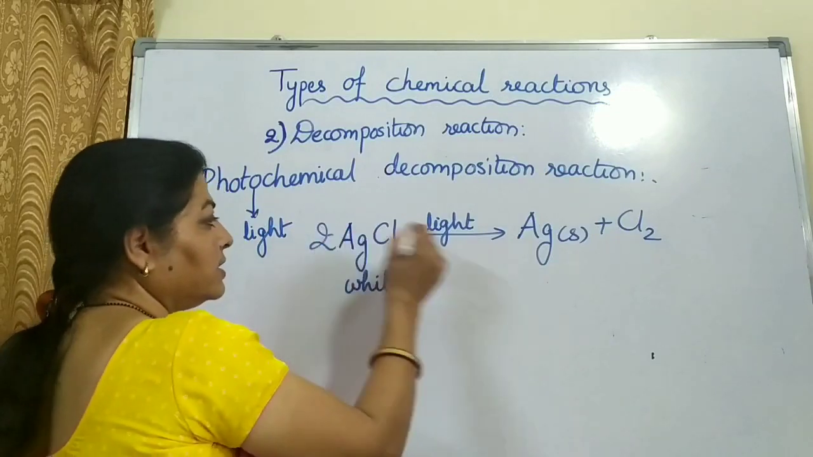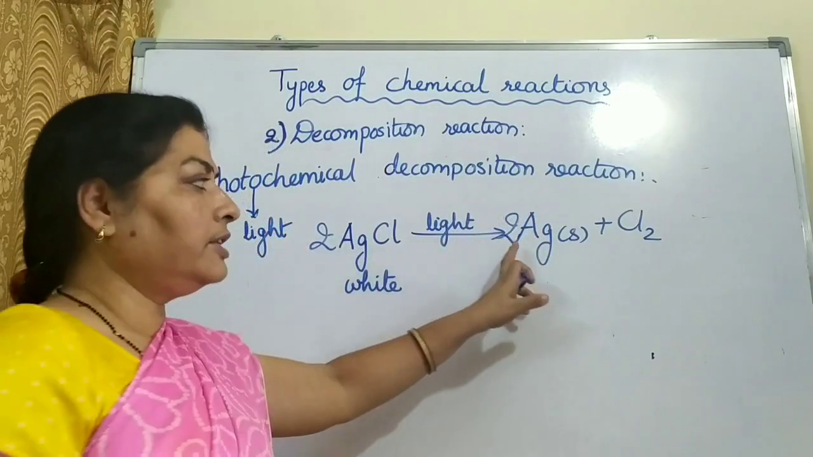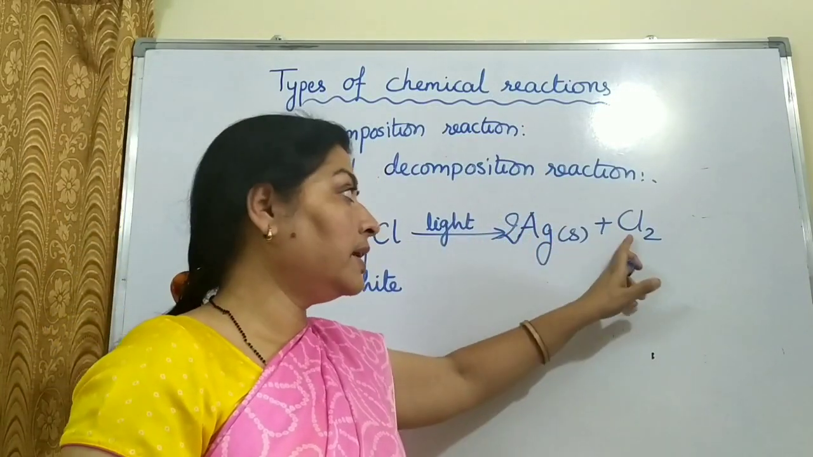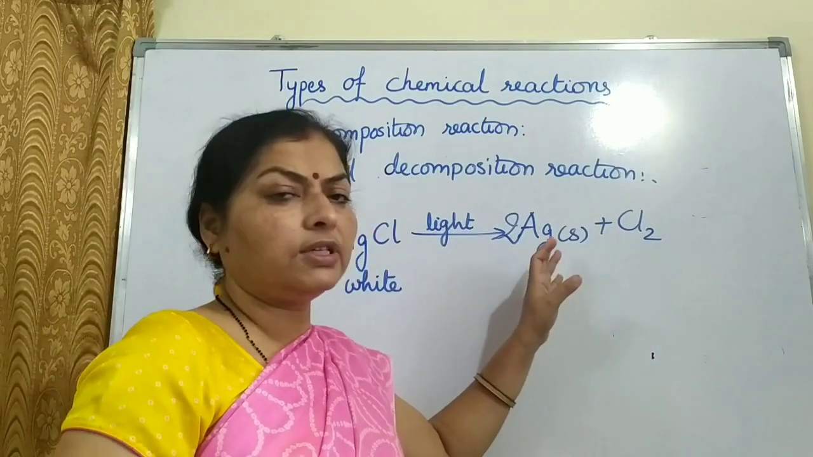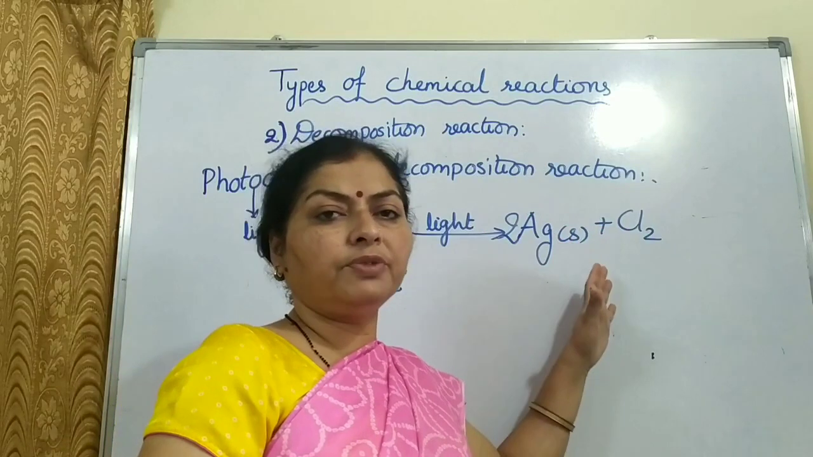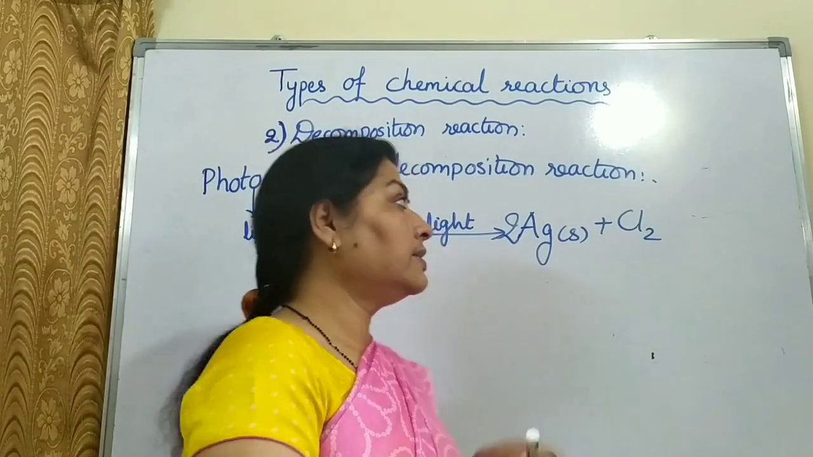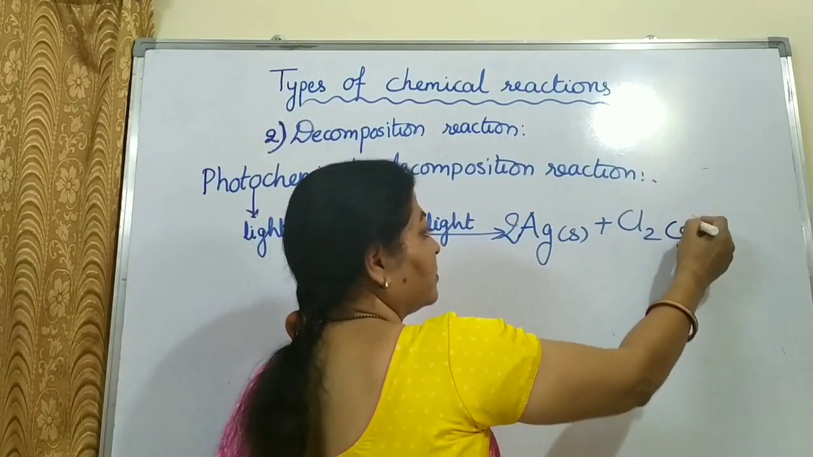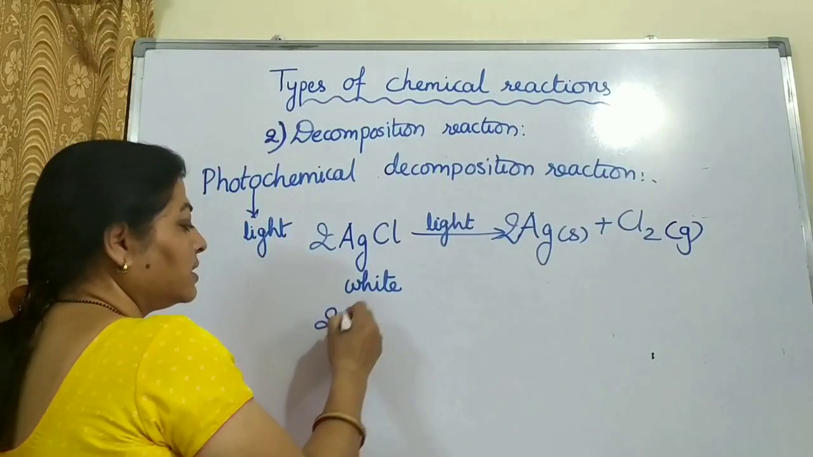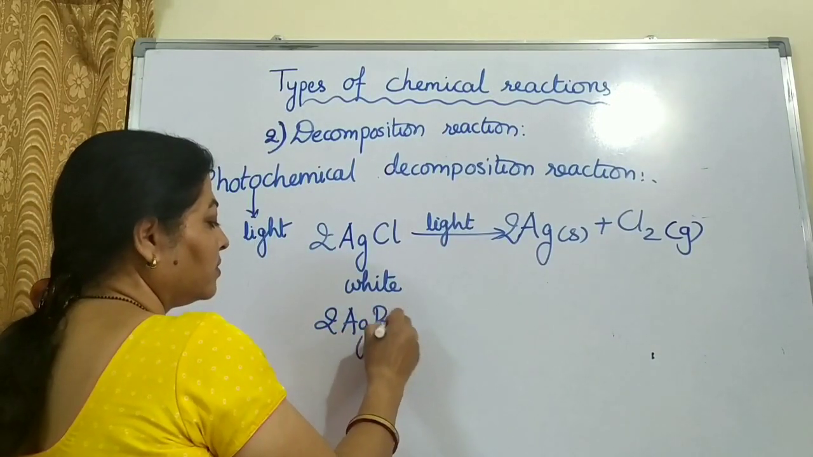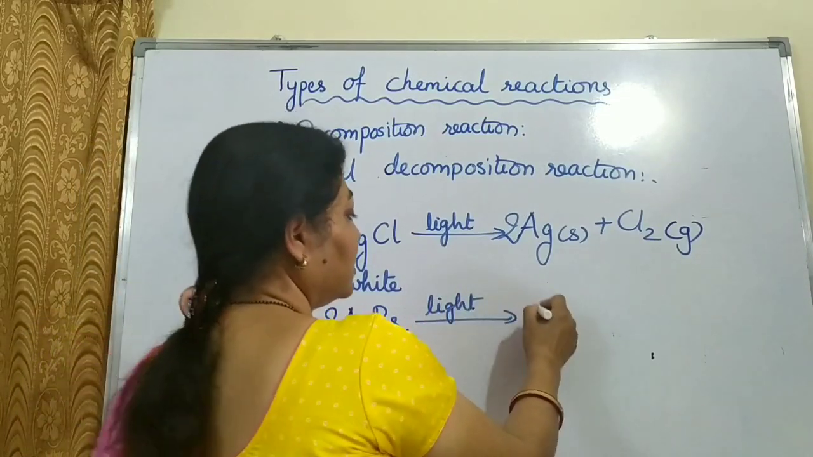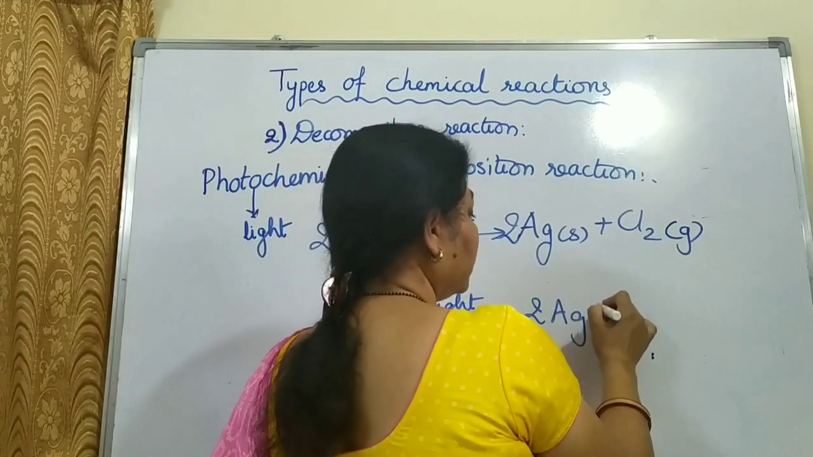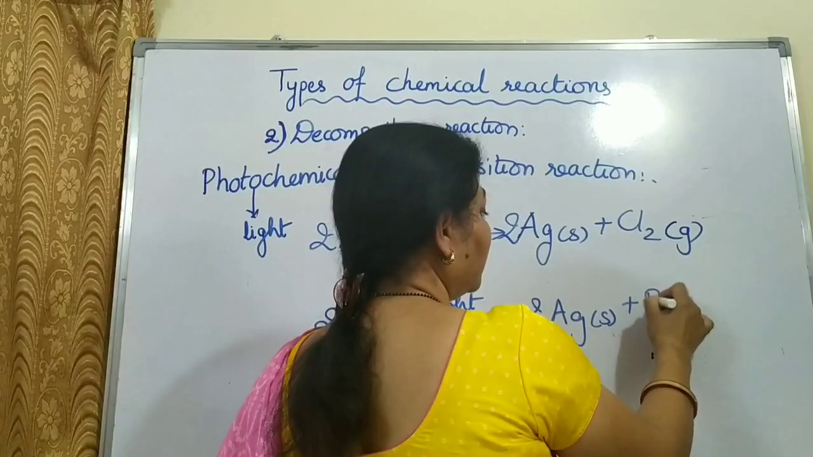place. AgCl gets decomposed to form Ag solid, that is silver is formed, and chlorine gas, which is a yellowish green gas, very pale yellowish green, not so much observed with our naked eyes, that is released. Similar example is AgBr. It is also exposed to light. We will get 2Ag plus Br2.